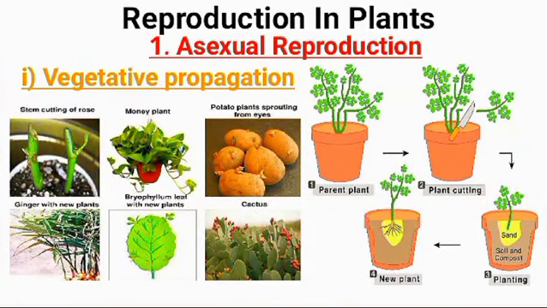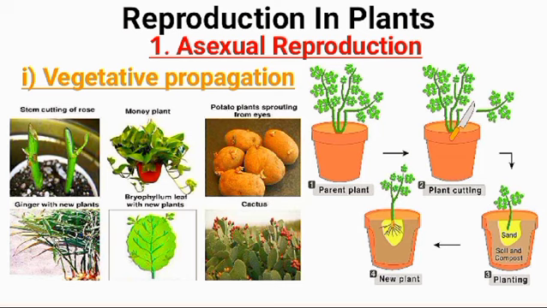Asexual reproduction. In plants, there are different types of asexual reproduction. They are vegetative propagation, budding, fragmentation, spore formation, and so on. Vegetative propagation. In this method, new plants are produced from the vegetative parts like the root, stem or leaves.